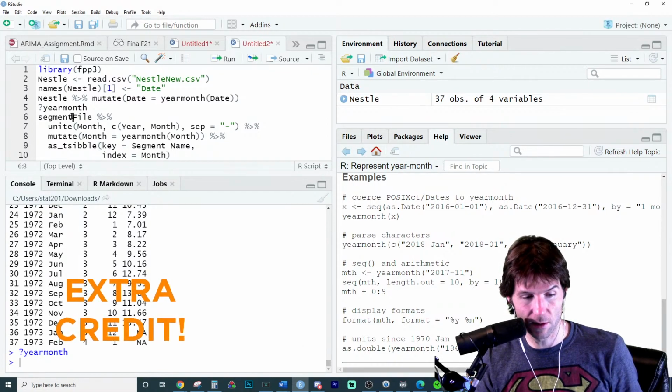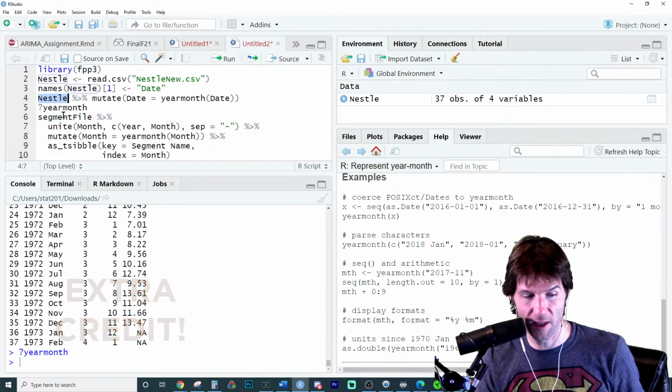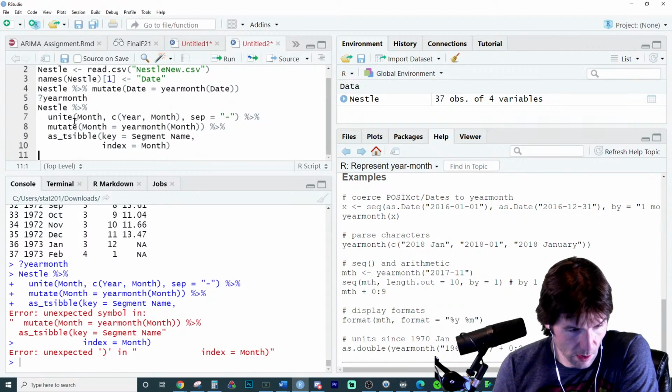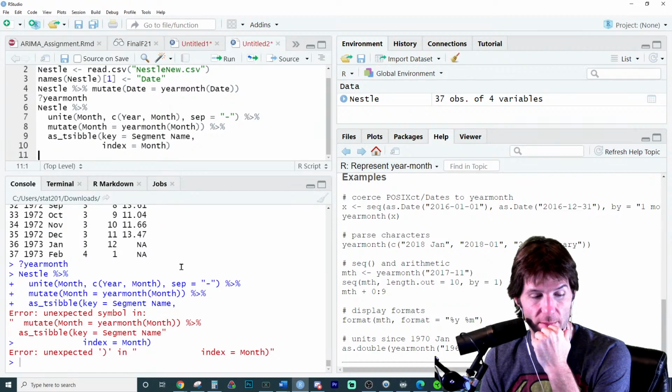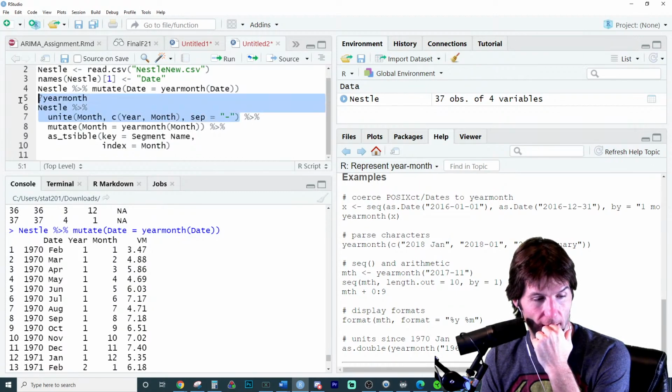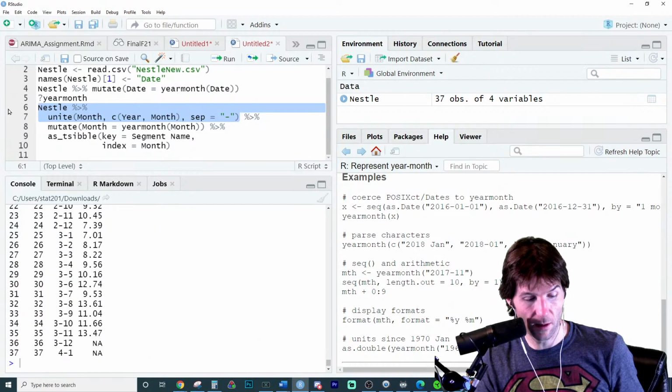Segment file. So you're talking about, this is the file we're piping in. Do I have everything? So you're taking the month variable. I don't have a month. I do have a month. Month, and you're taking the year and the month. You're putting a sep right here. So you're uniting those. Okay, cool.